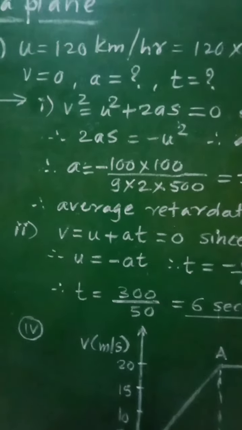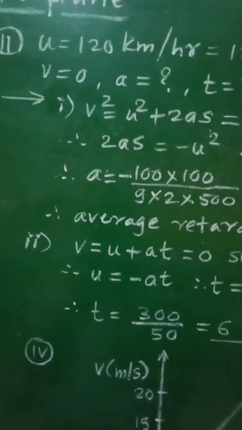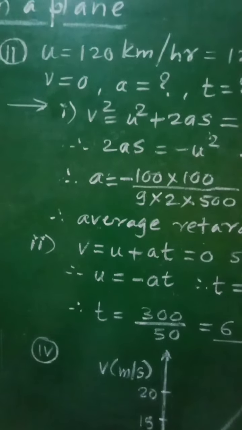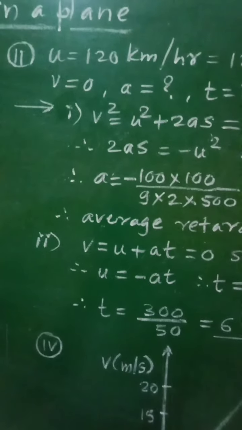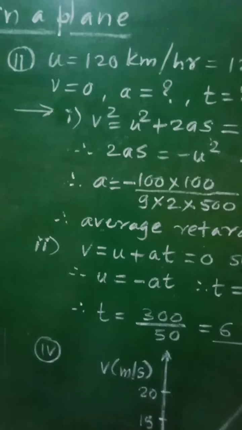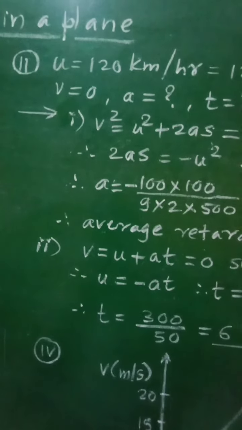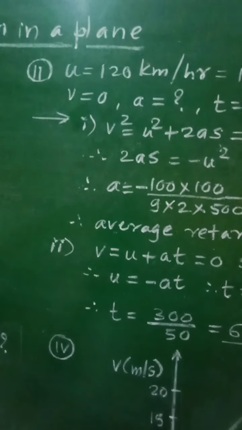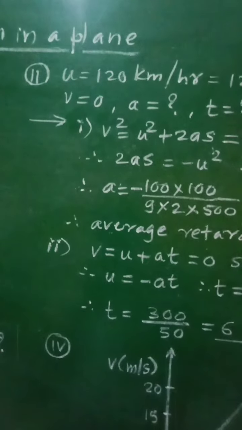Then let us see numerical number 2, which is stated as: a car moving along a straight road with a speed of 120 km per hour is brought to rest by applying brakes. The car covers a distance equal to 100 meter before it stops. Then we have to calculate first the average retardation of the car, and second the time taken by the car to come to rest.